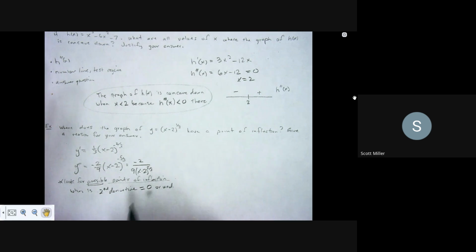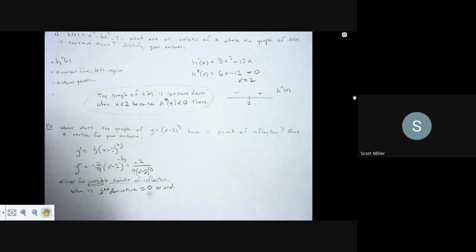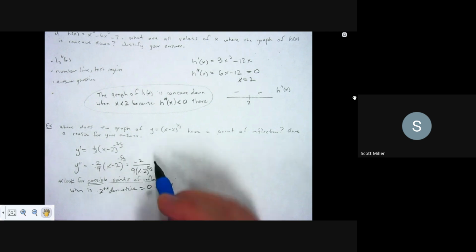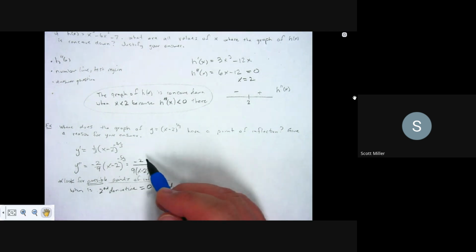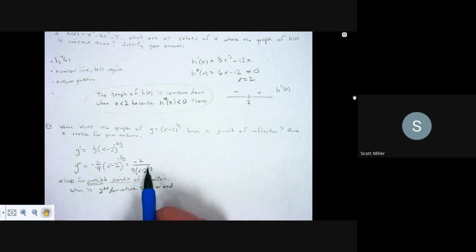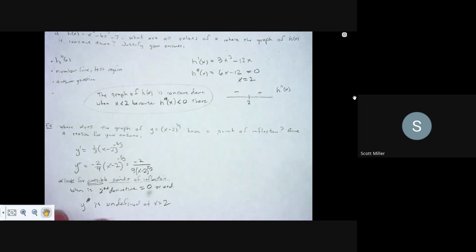We have to confirm that they are ones, because the only way I can confirm that I have a point of inflection is if the second derivative changes sign. Okay? So looking at this, that's why I wanted to see it. There is no value that will make this 0, but there is a value that will make it undefined. So I can see here that y double prime is undefined at x equals 2. Okay?